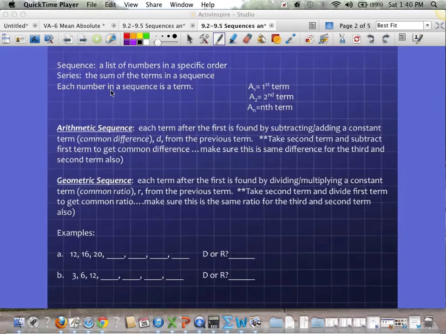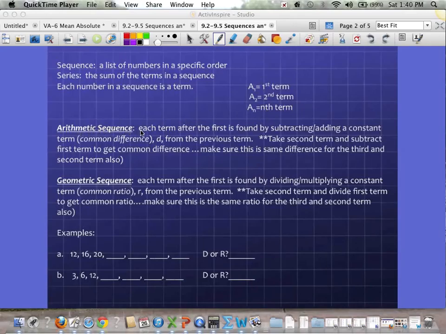Each number in a sequence is called a term, and the notation is important to understand. I think that sometimes with the different notations it can be confusing, and you get frustrated because of just the way it's written. A sub 1 is the first term, A sub 2 would be then the second term, and so on. A sub n is the nth term, which means any particular number. It could be the 14th, it could be infinity. It's some number we don't know, right?